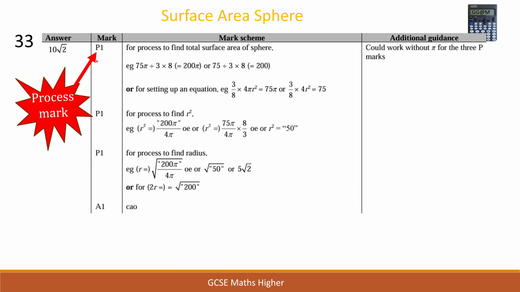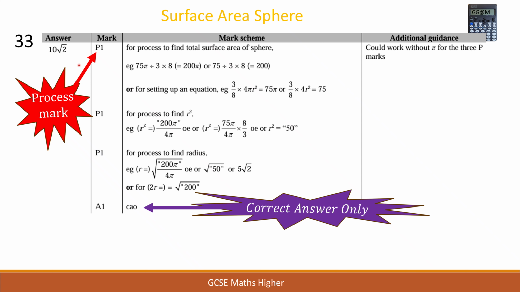P1 is a process mark, so for working out the total surface area. These are the method marks here. CAO means correct answer only, so you have to get the answer in this form here, 10 root 2. So you would get root 200, which simplifies to 10 root 2 to get the full marks.